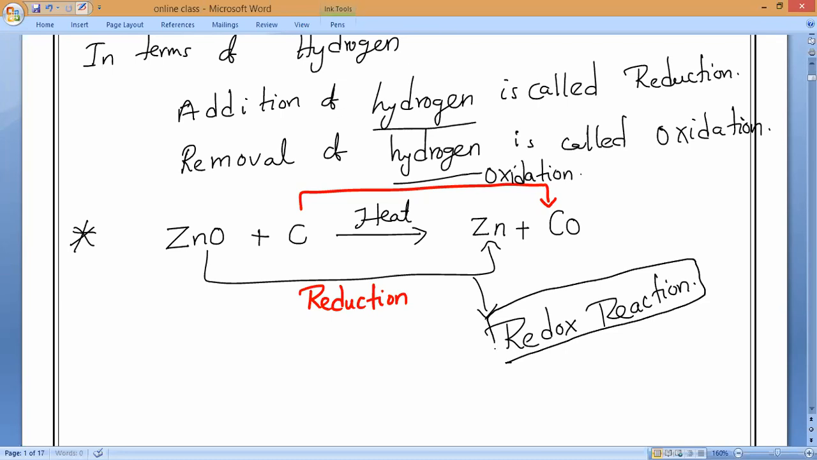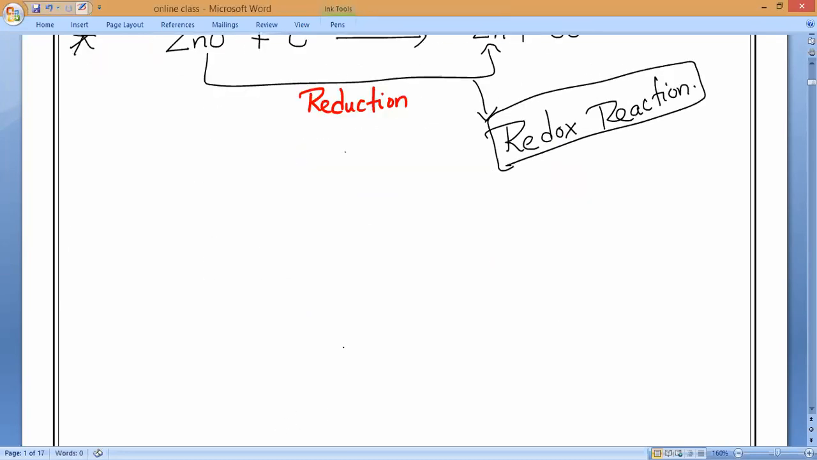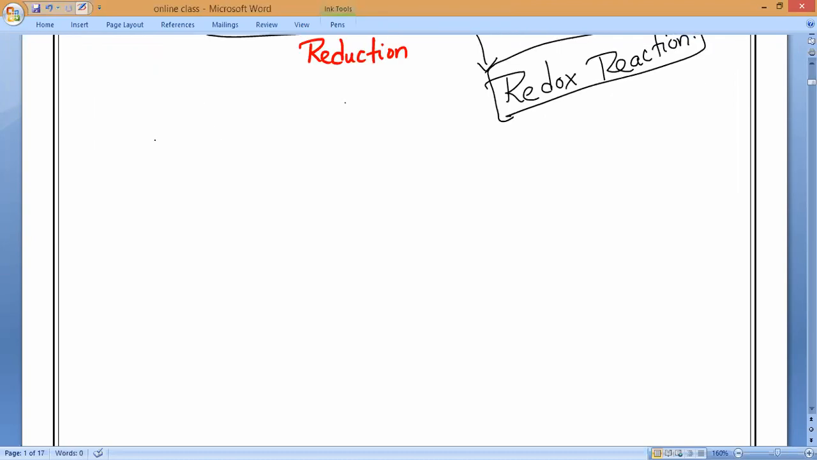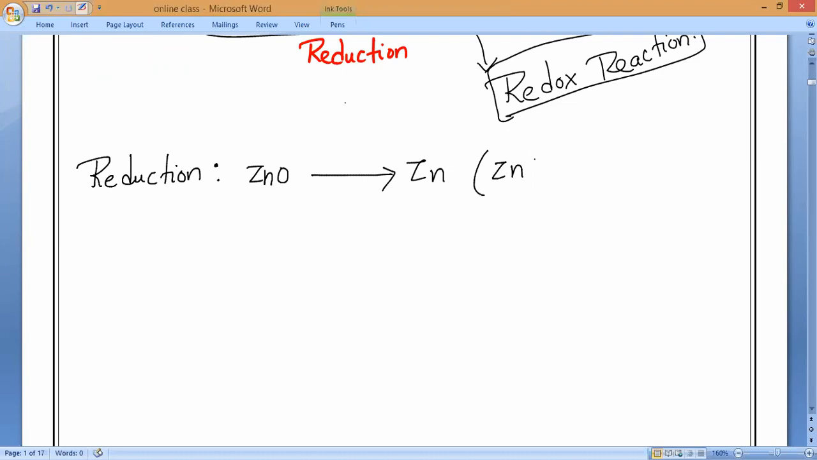Clear, everybody? Any doubt? Now, observe very carefully here and tell me, what is reduction here? Reduction means removal of oxygen. Zinc oxide turns into zinc. So here, oxygen is removed. There is loss of the oxygen atom. That is what is happening.